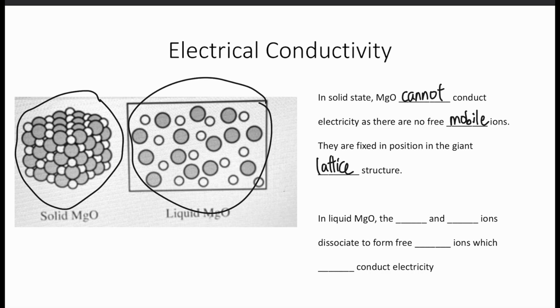However, if the magnesium oxide is in liquid form, the Mg2+ and the O2- ions are free to move. They dissociate to form free mobile ions, which can conduct electricity. So in conclusion, magnesium oxide, which is an ionic compound, has a high melting and boiling point due to the strong electrostatic forces of attraction. In solid state, it cannot conduct electricity, but in liquid state, it can conduct electricity. So please take note. This is what ionic compounds are all about.